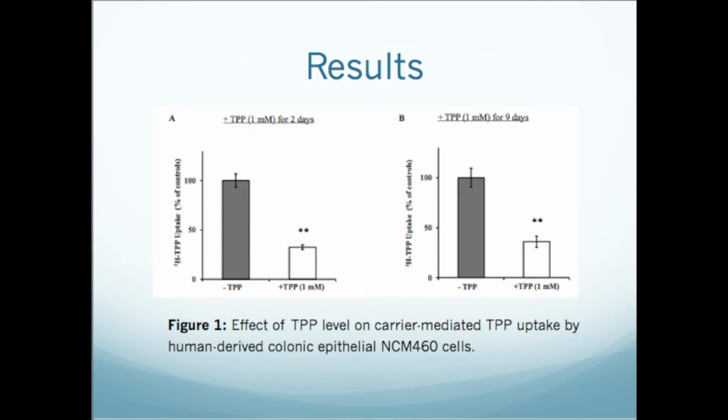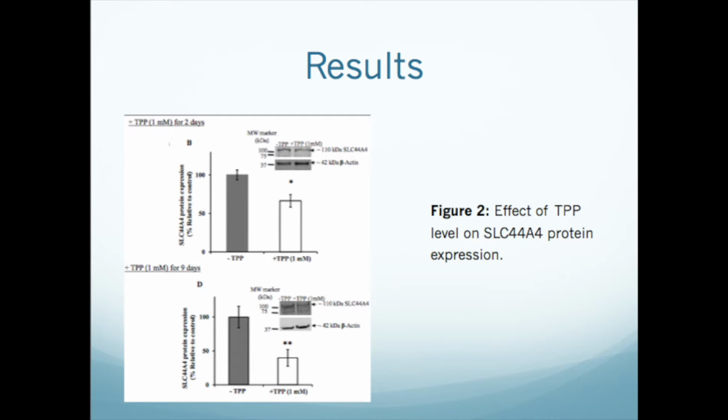Based on the results, it was seen that there was a significantly lower rate of hydrogen isotope-attached TPP uptake by cells maintained in the presence of TPP compared to cells maintained in the absence, leading to a Western blot assay to determine whether the reduction in TPP uptake is mediated via a decrease in the level of expression of the SLC44A4 protein. As seen in panel B, there is a significantly lower level of expression of the SLC44A4 protein in the membrane fraction of the cells maintained for a short term in the presence of TPP.